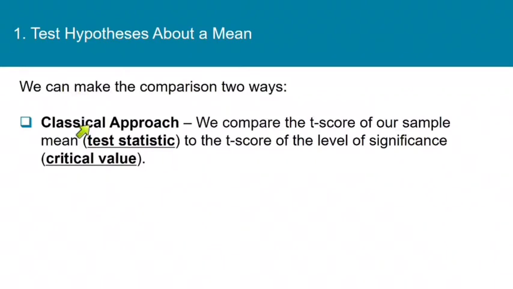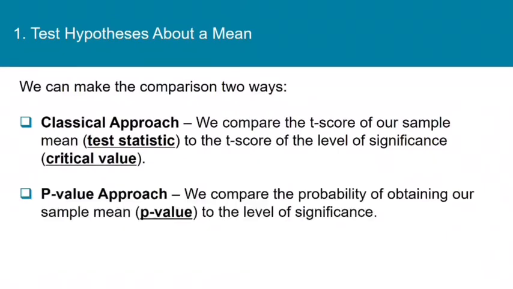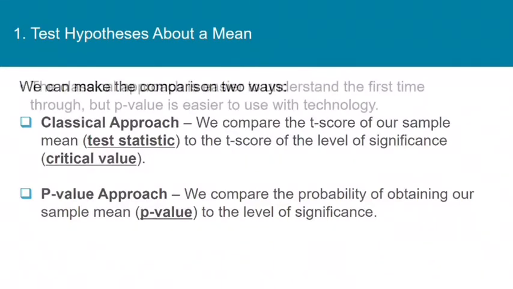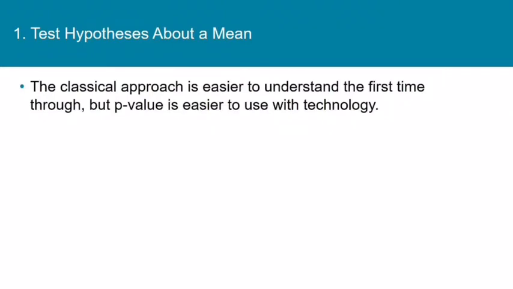So in the classical approach, we're comparing t-score to t-score. We'll be comparing the test statistic, which comes from the sample, to the critical value, which comes from the level of significance. And then there's the p-value approach, where we will compare the probability of obtaining our sample mean, which is called a p-value, to the level of significance, which we know as alpha. Now, I need to show you both ways because the classical approach is easier to understand the first time you're going through it, but p-value is easier to use with technology.